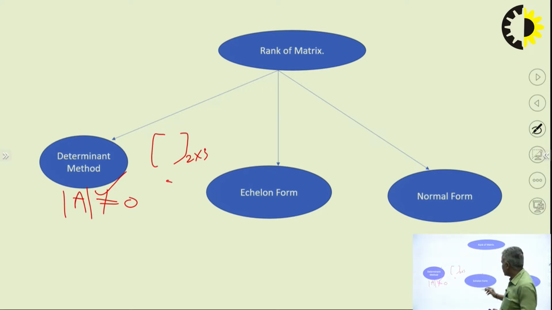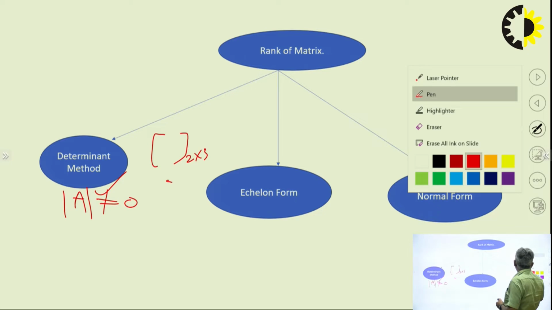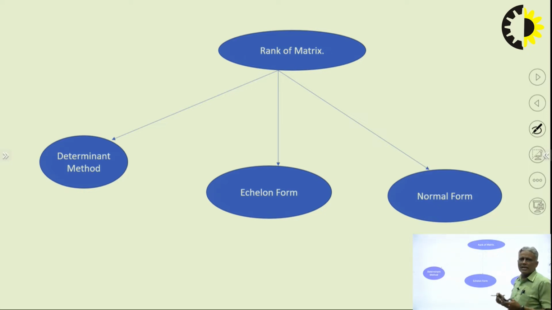Then next is another form, the echelon form. What is echelon form? I will explain in the next slide, and how to calculate the rank of a matrix with the help of echelon form. And another is the normal form. I will elaborate one by one here.